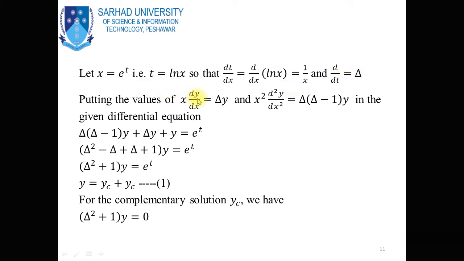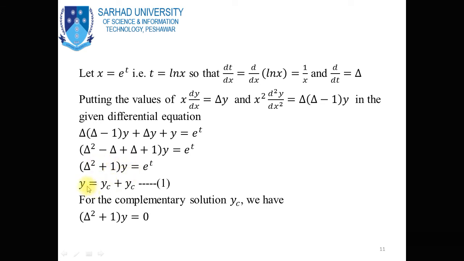Now putting this result, x dy/dx is del y, and x^2 d^2y/dx^2 is equal to del into (del minus 1) into y. In the given differential equation we obtain del (del minus 1) y plus del y plus y is equal to e^t. Now multiplying, we obtain (del^2 minus del plus del plus 1) y is equal to e^t, and minus del plus del cancel, so (del^2 plus 1) y is equal to e^t. Now this is the non-homogeneous linear differential equation of second order with constant coefficients.